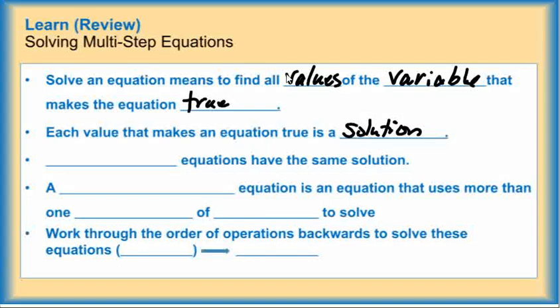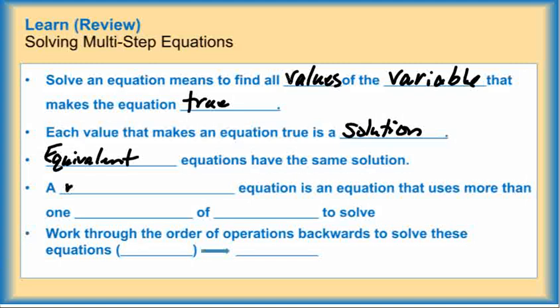And when you have equations with variables, sometimes that variable is going to have one solution, or it could have no solution, or it can have many solutions. Equivalent equations have the same solution. So think of equal, they have the same solution. Equivalent equations are the equations that have the same solution.